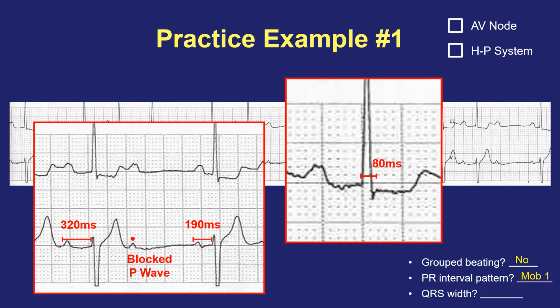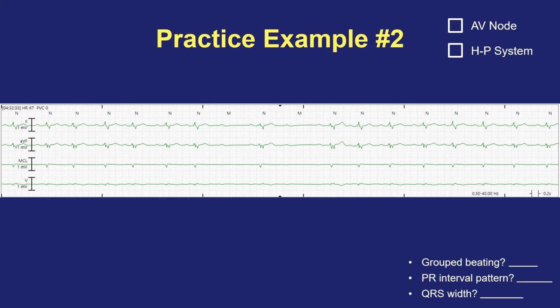And what about the QRS width? It is narrow, suggesting that the His-Purkinje tree appears to be intact. So here we have, in total, a couple clues that point to AV node level block, and that's what's going on here. This is Wenckebach with varying ratios between P wave and QRS. Here's practice example 2. And let's go through our checklist. Is there grouped beating or a repeating pattern here? No, there is not.